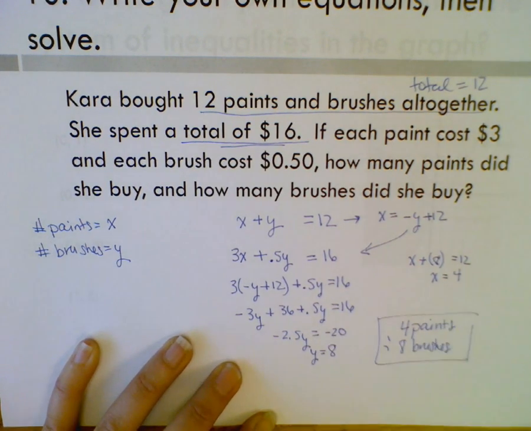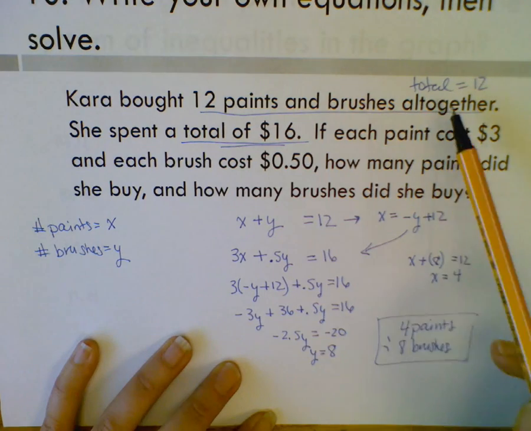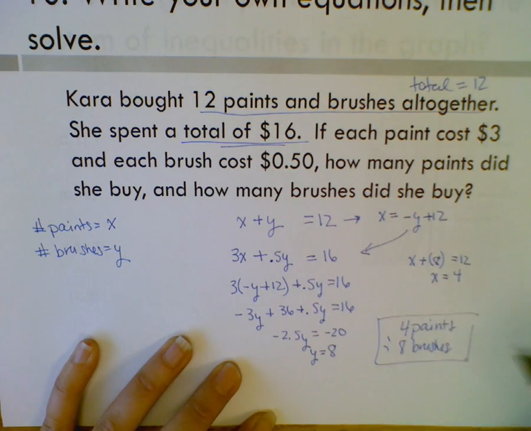Always answer your problem in the context of the question every single time. And then make sure it makes sense. 12 paints and brushes all together. Well, I have 12 paints and brushes all together.